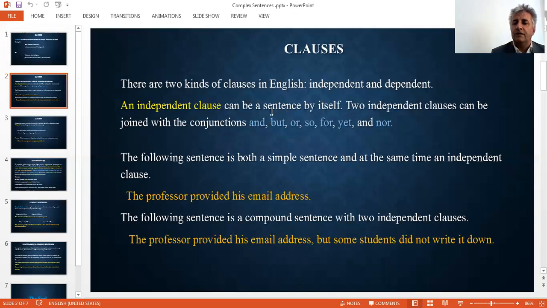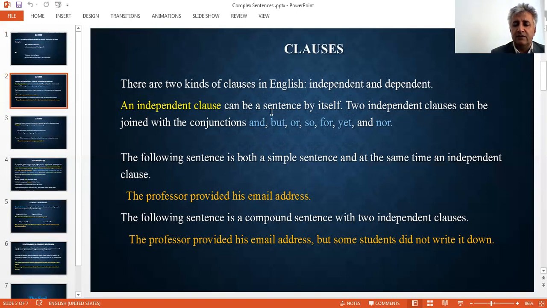Now that you have learned the difference between dependent and independent clauses, we can say that an independent clause can be a sentence by itself. We join two independent clauses by using conjunctions such as and, but, or, so, for, yet, and nor. The following sentence is both a simple sentence and at the same time an independent clause. The professor provided his email address. So it is a simple sentence and also an independent clause.